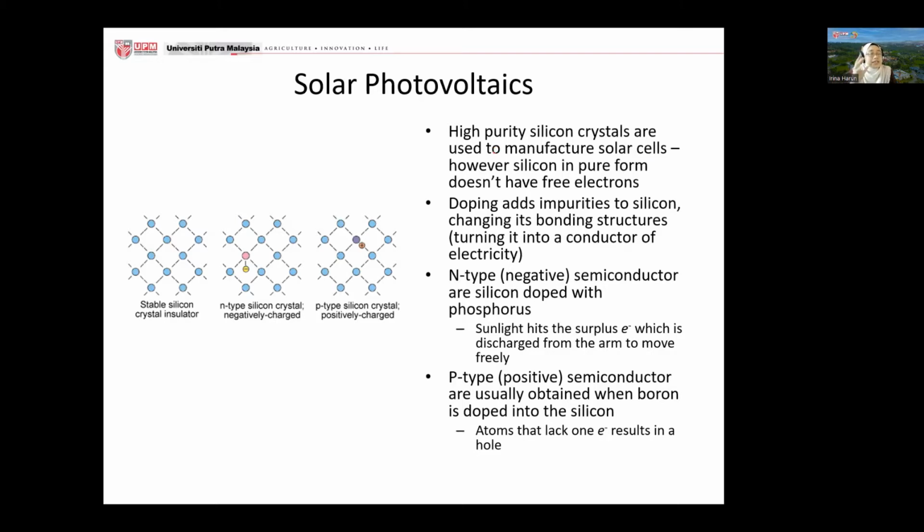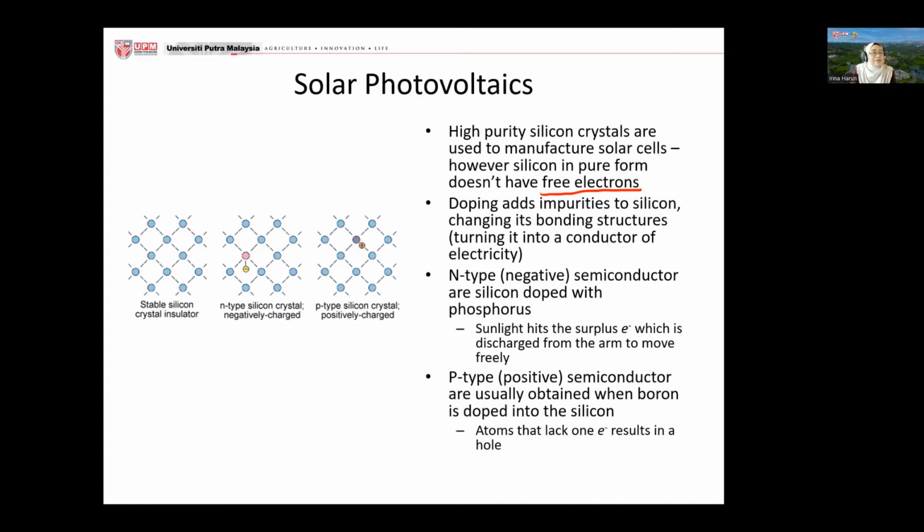However, in pure form, silicon alone doesn't have free electrons. Why are electrons important? Remember, guys, you learned this even in middle school or primary school. What is electricity? Electricity is the stream of moving electrons. To have something moving, you must have something that can move. If pure silicon doesn't have free electrons, how are you going to produce electricity?